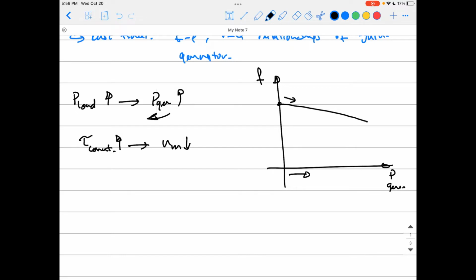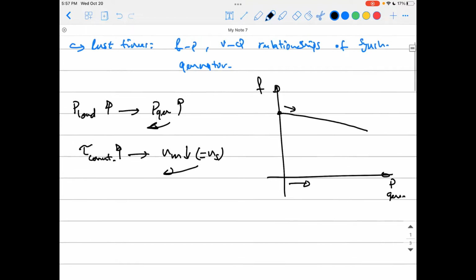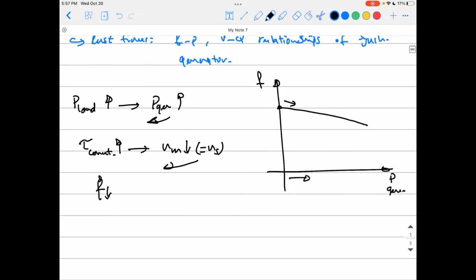And the speed of the machine here equals the synchronous speed, because we're talking about a synchronous machine. That means it's totally synchronized with the frequency of the voltage generated, and that means the frequency will drop down. And that's the whole point we are talking about here. That's why, like you've seen here, with the P increase, the frequency goes down.